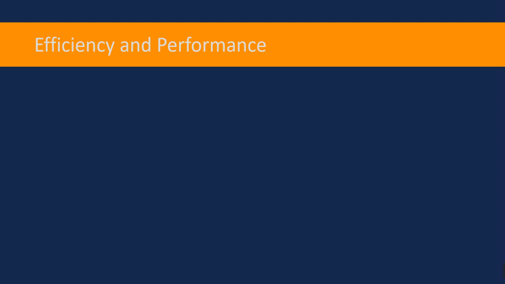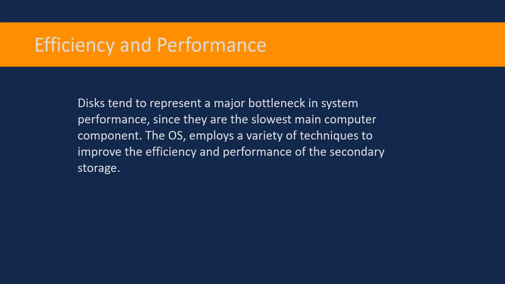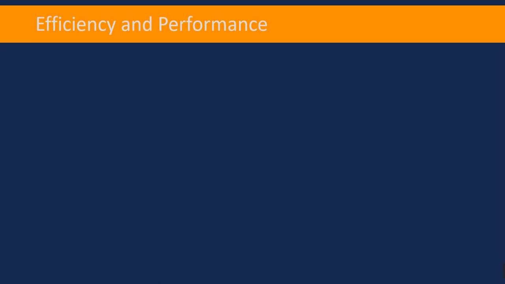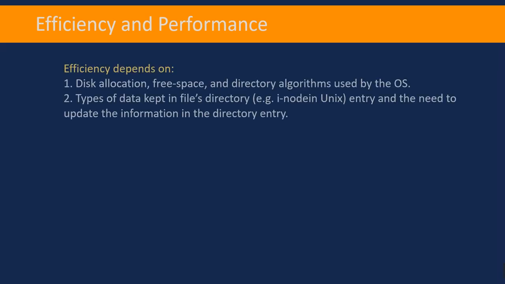Next, efficiency and performance. These tend to represent a major bottleneck in system performance since they are the slowest main computer component. The OS employs a variety of techniques to improve the efficiency and performance of the secondary storage. Efficiency depends on number 1, disk allocation, free space, and directory algorithms used by the OS. Number 2, types of data kept in files' directory entry and the need to update the information in the directory entry.